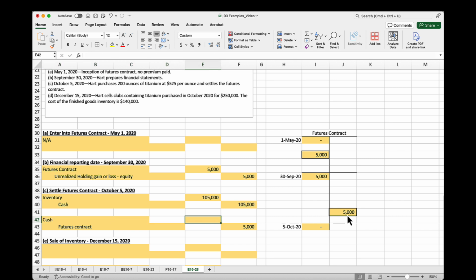So basically what happened is we went out and bought titanium at $525. And then our futures contract says that we only had to buy at 500, so we got reimbursed that $25 per ounce.